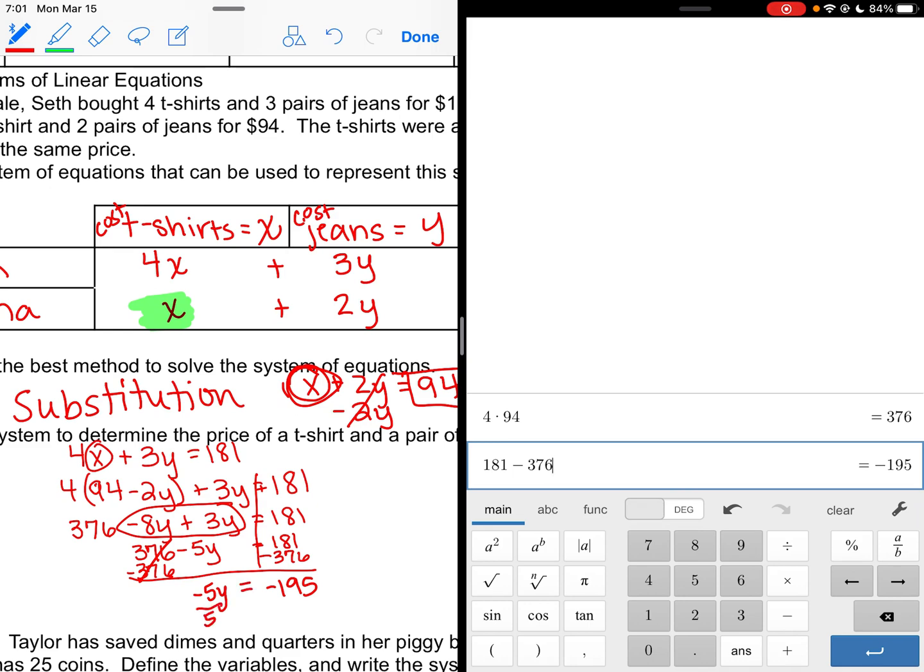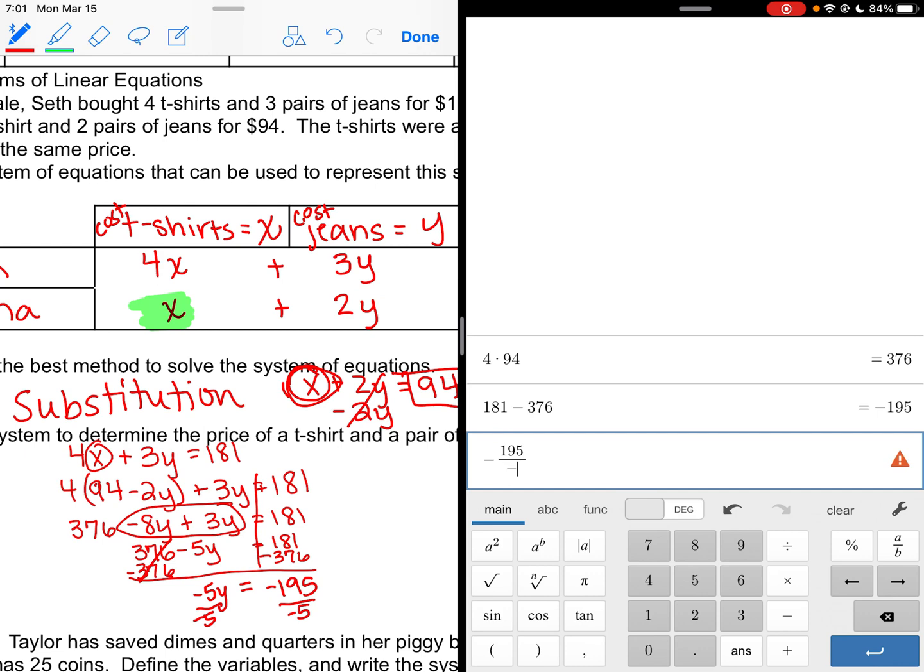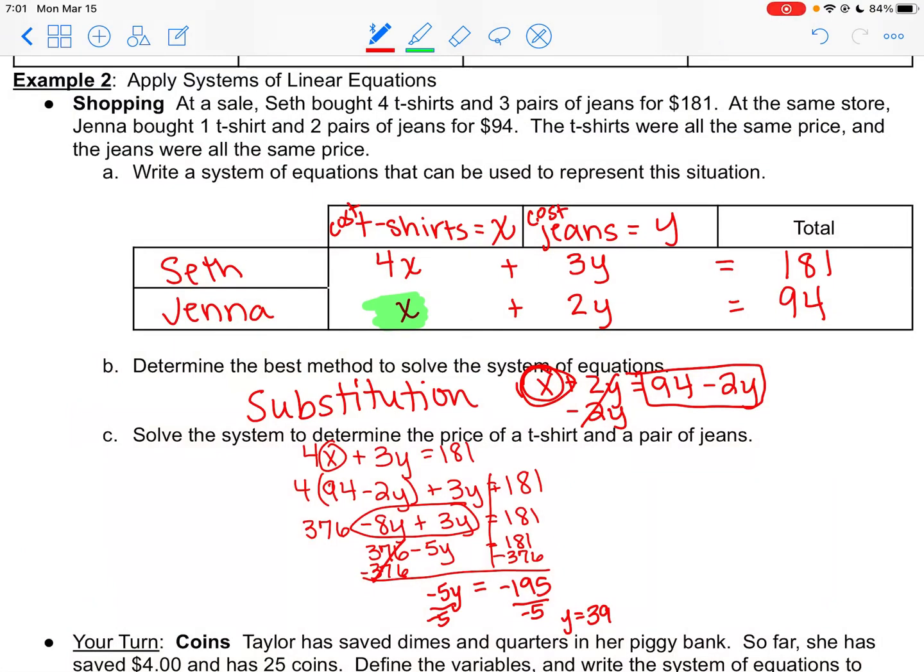The last thing I need to do to get this y by itself is to divide by negative 5. So negative 195 divided by negative 5 is 39. So y equals 39. In the context of this problem, y stood for the cost of jeans. So with this, we now know that jeans cost $39 because y represented the cost of jeans.